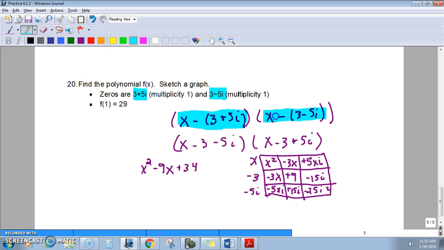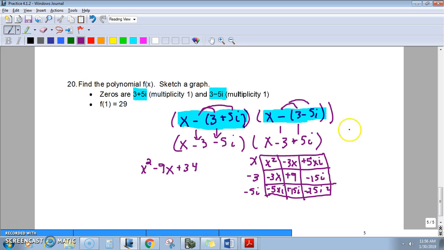So x minus, just as if the zeros were plus 1 and plus 2, and it would have been x minus 1 and x minus 2. It's still x minus here. Okay, and so then all I did is I distributed this negative to get minus 3 minus 5i, and then I distributed the negative here, and I got minus 3, but this time plus 5i.